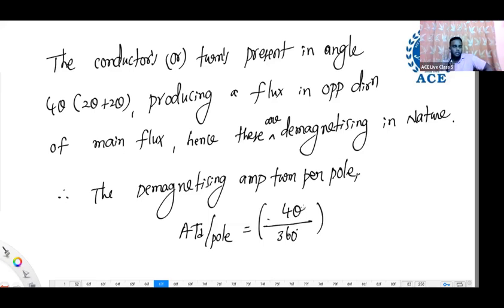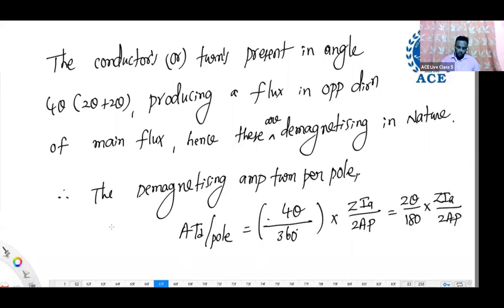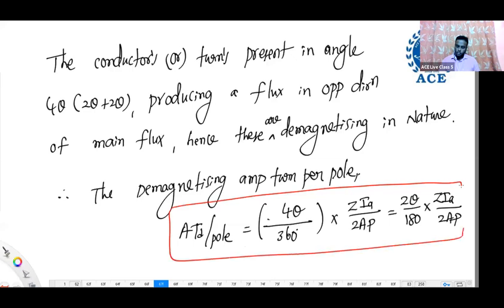4 theta angle conductors or turns produce flux opposite to the main flux. That's why 4 theta out of the total 360 degrees, into ZIA by 2A. Out of the total armature ampere turns per pole, this many conductors or turns cause demagnetizing. Clear now? 4 theta by 360. I am writing this as 2 theta by 180 into ZIA by 2AP. This is ATD per pole.